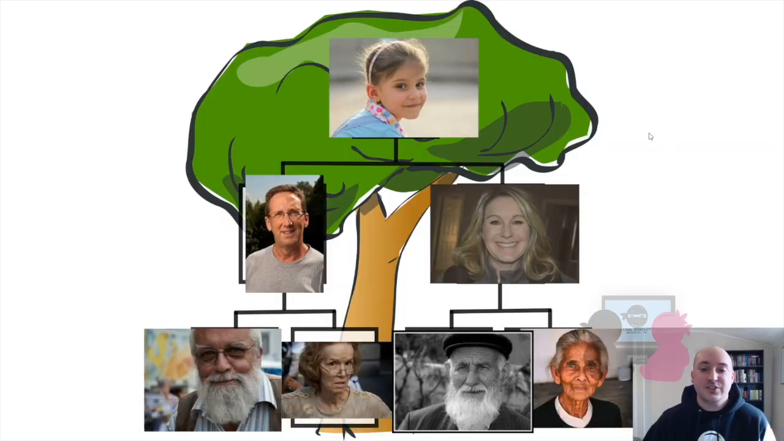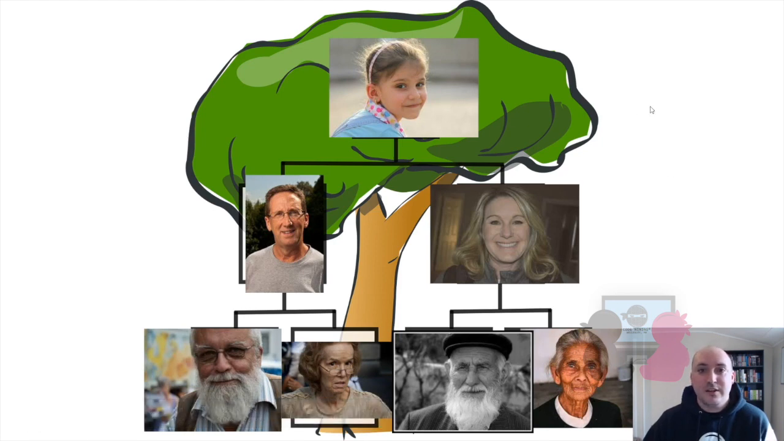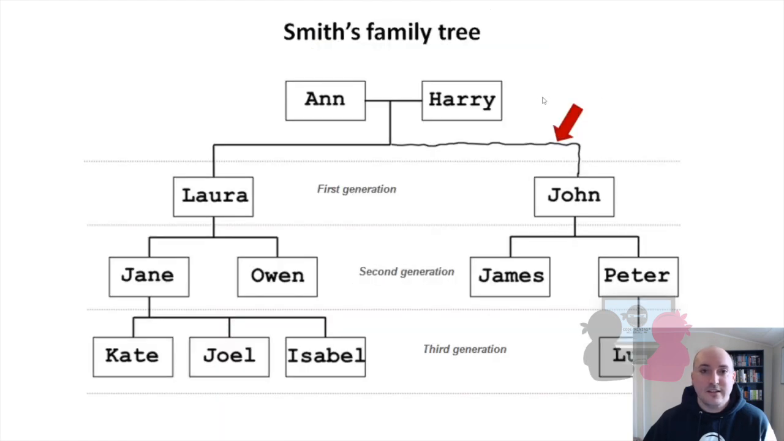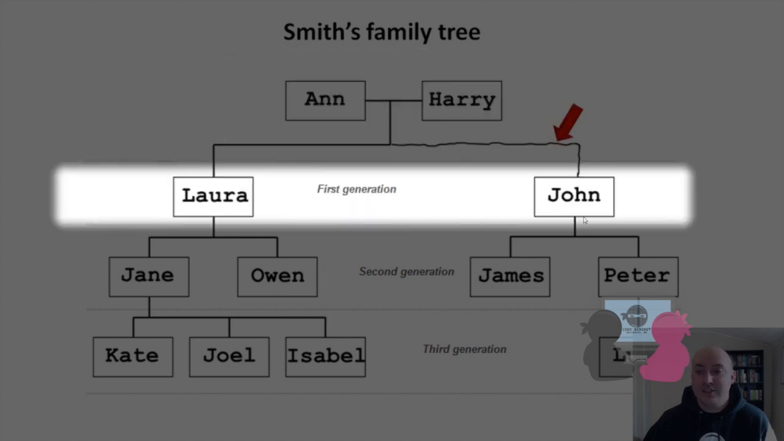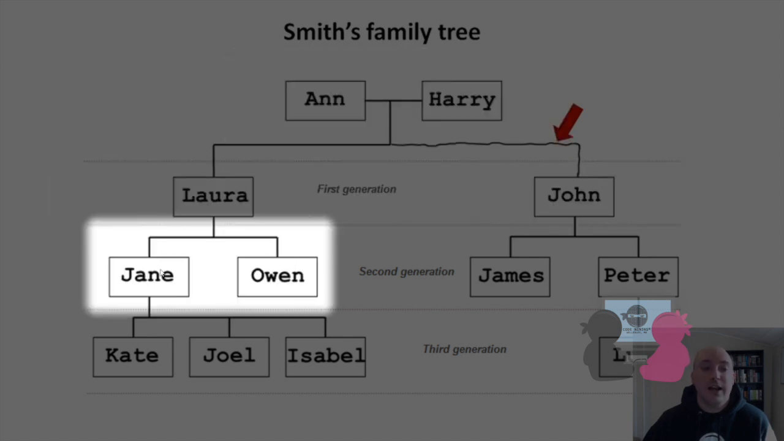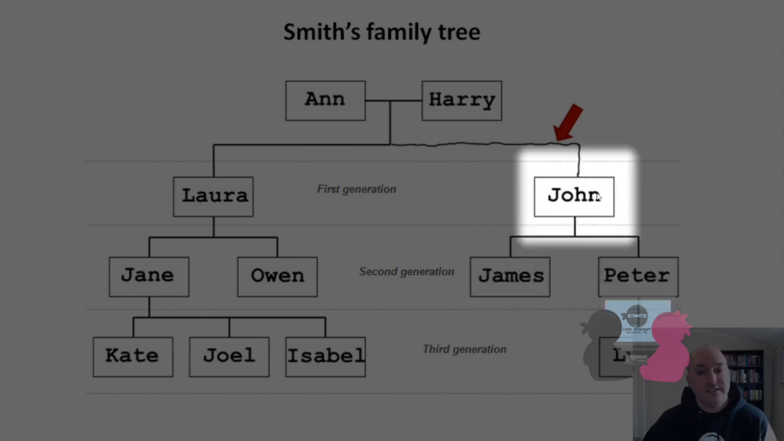Now you can see in this tree, it kind of flows from youngest to oldest. Usually when we think about it in computer science, we go the other way. So here's a different tree where you can see here are the parents and then their children, Laura and John, who Laura has children Jane and Owen, and John has children James and Peter. And so it's the same thing where this is the parent and this is the child.